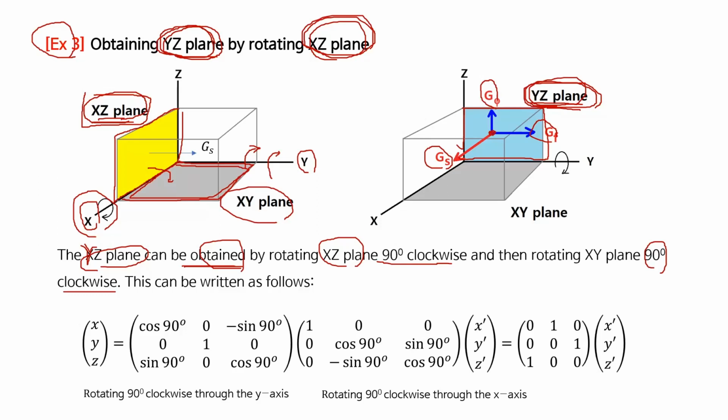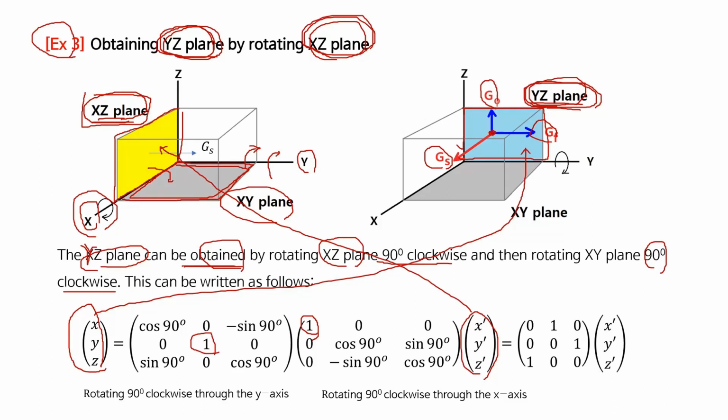so the matrix through the x-axis, okay, and next through the y-axis. So this old system means the yellow plane, and XYZ, this new system, this blue plane. Right? Then we can get this matrix. So this matrix represents rotation 90 degrees clockwise through the x-axis, and this gives the rotation 90 degrees through the y-axis, right? Then we can get the YZ plane from the XY plane.